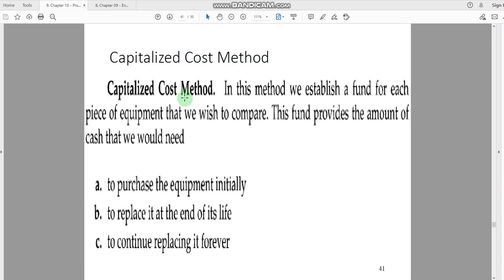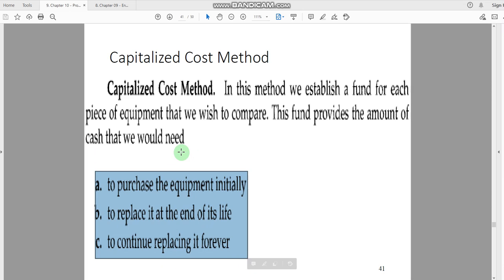So in the capitalized cost method, we establish a fund for a piece of equipment that we wish to compare. This fund provides the amount of cash that we need to purchase the equipment initially, to replace it at the end of its life, and to continue replacing forever. Okay, so let us see these three things together.